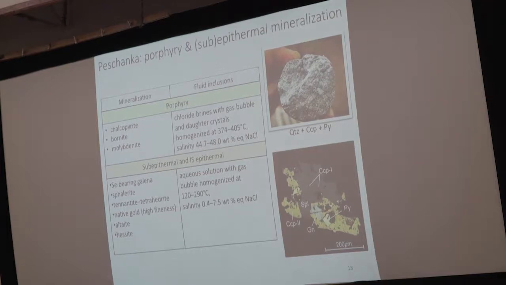Prevalent disseminated porphyry mineralization consists of pyrite, chalcopyrite, bornite, and molybdenite. Subepithermal mineralization is presented here with late gold-bearing galena, sphalerite, fluorite, and calcite veins. Besides, we found altaite and hessite here, which are believed to be the remains of the intermediate sulfidation stage. This type has been developed sporadically at Peschanka.